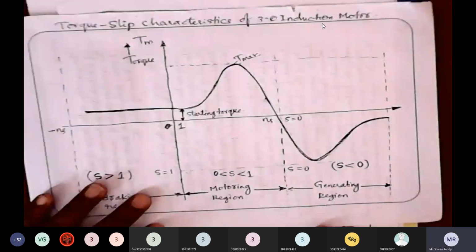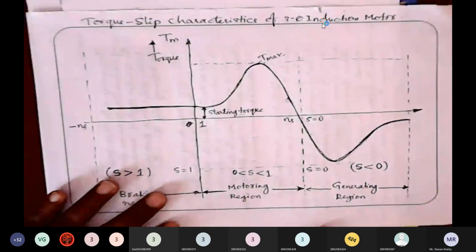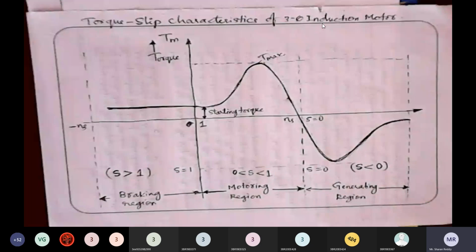This is what is indicated. Just observe this: torque-slip characteristics of a three-phase induction motor with three different operating regions.